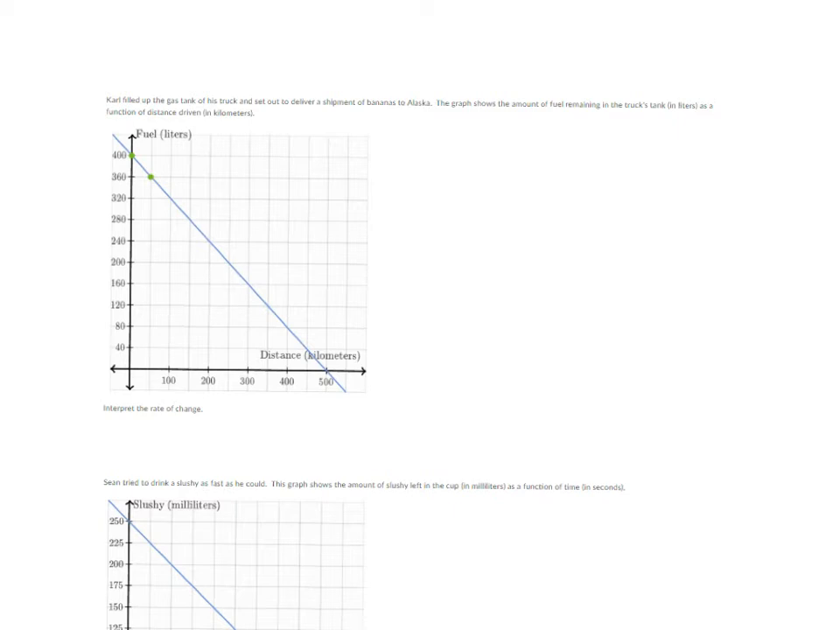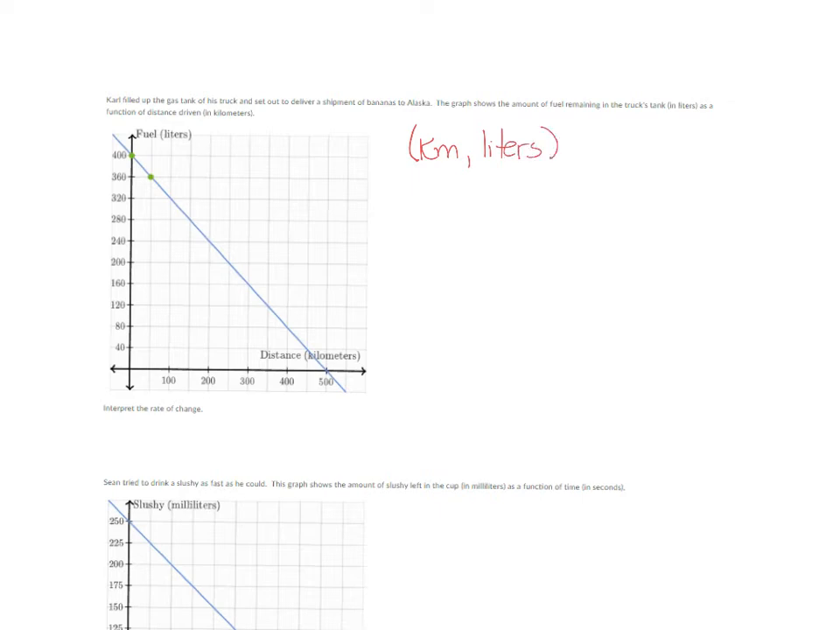So our first one here, Carl filled up his gas tank of his truck and then he set out to deliver a shipment of bananas to Alaska. The graph shows the amount of fuel remaining in the truck's tank in liters as a function of distance driven in kilometers. So what it has told us at the beginning here is that our x value, our independent variable going across the x-axis, the horizontal axis, is kilometers, and that our dependent variable going on the y-axis, the vertical axis, is in liters.